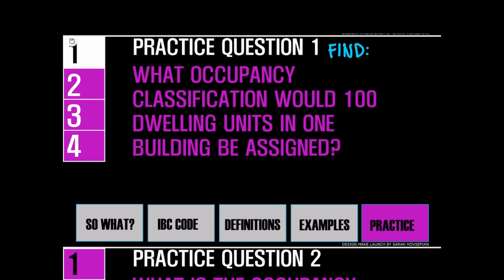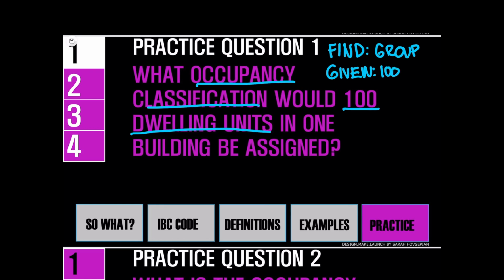So what occupancy classification? It's asking for an occupancy classification, which is a type of group or a use based on the building code. And here it says 100 dwelling units. So we know that it's giving us information, 100 units, and in one building. Okay, I think that's enough information for us to find the occupancy classification. When it says dwelling units, I automatically know that that's probably going to be under a residential group occupancy because people are sleeping in the building. So I'll go to the building code.